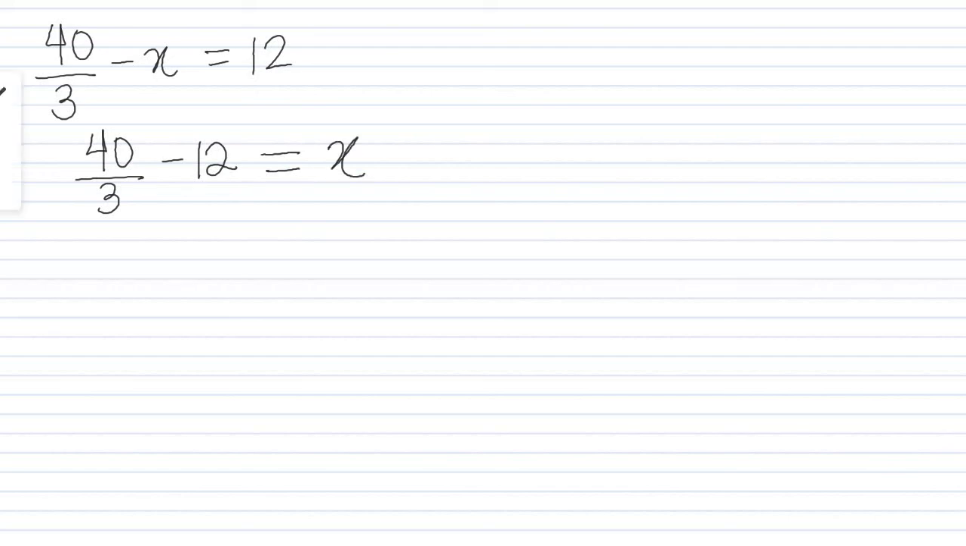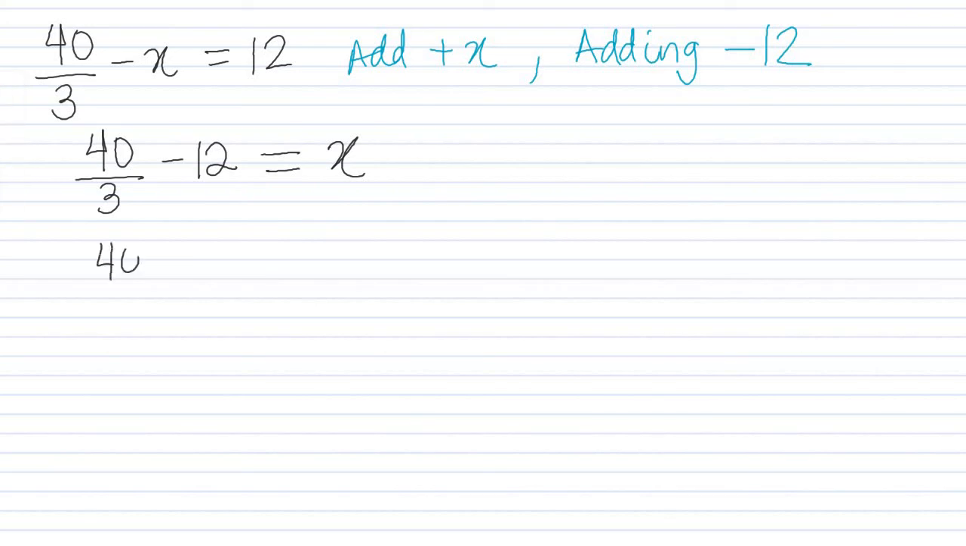So basically adding positive x and adding or subtracting. But instead of subtracting 12, I would say adding negative 12. So that's that. Now 40 divided by 3 minus 12 can be here, and you have 40, and you have 3. That will be negative 12 over 1. So you multiply the bottom here by 3, the top here by 3.